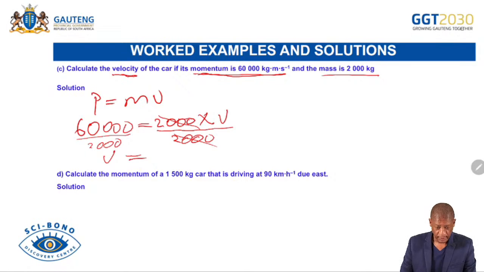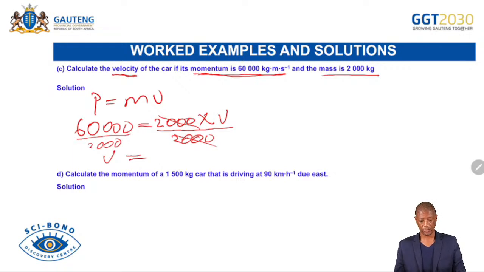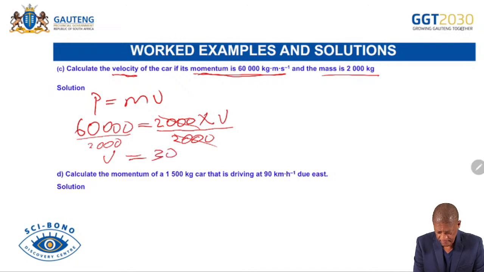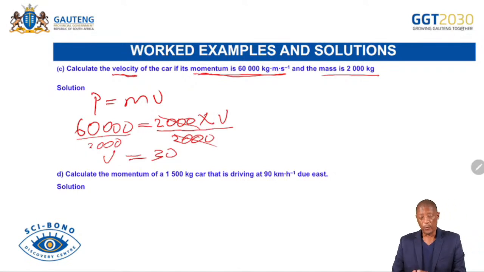We're going to move a bit faster. Now it's 60,000 divided by 2,000. For me, it gives 30. So I have 30. Now, we are not finished.